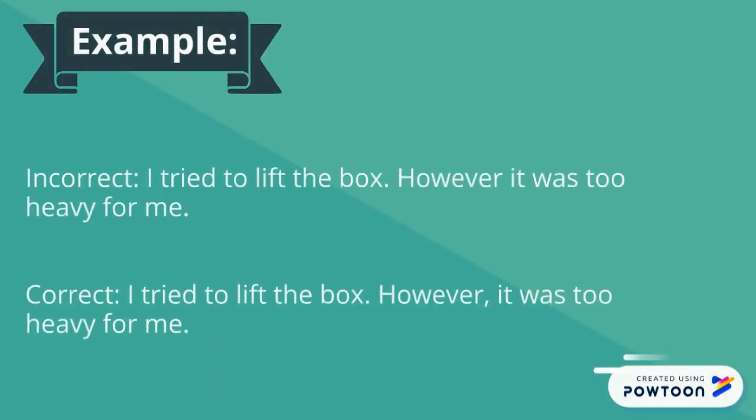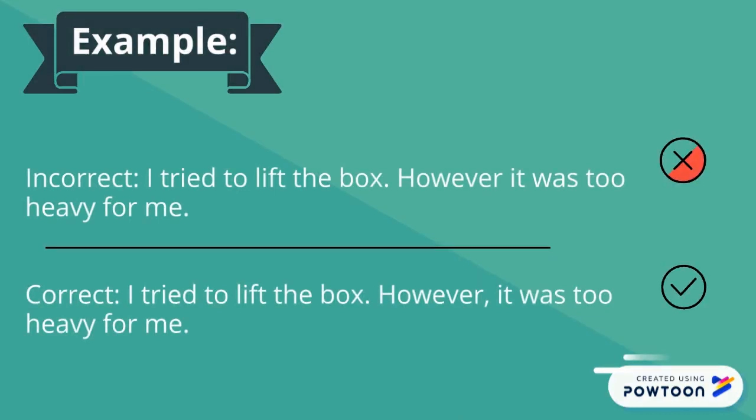Example. I tried to lift the box. However, it was too heavy for me. This sentence is grammatically incorrect. I tried to lift the box. However, it was too heavy for me. This sentence is grammatically correct because we have to put commas after connectors of contrast.